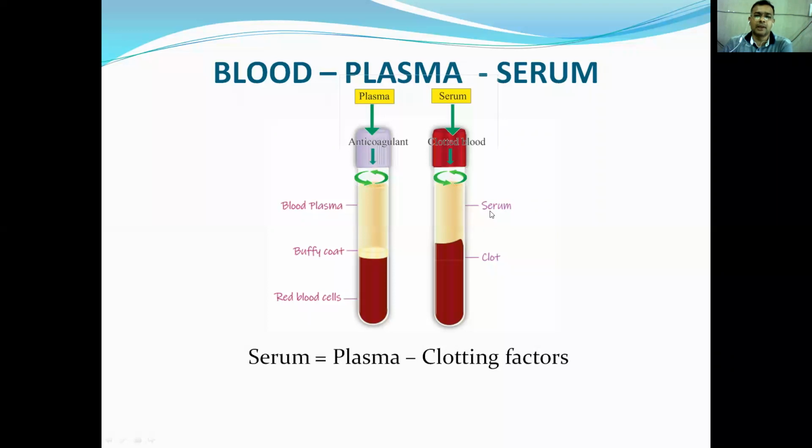In simple language, we can say that serum equals plasma minus clotting factors. It means the little difference between plasma and serum is that plasma contains all the clotting factors, as we are not allowing blood to clot for plasma harvest, whereas in the case of serum we have to allow blood to clot, so that all the clotting factors are utilized for formation of the clot. That's why serum is generally devoid of clotting factors.